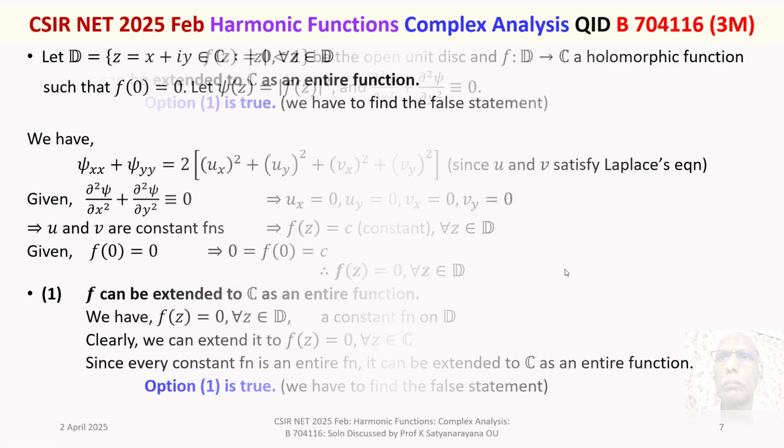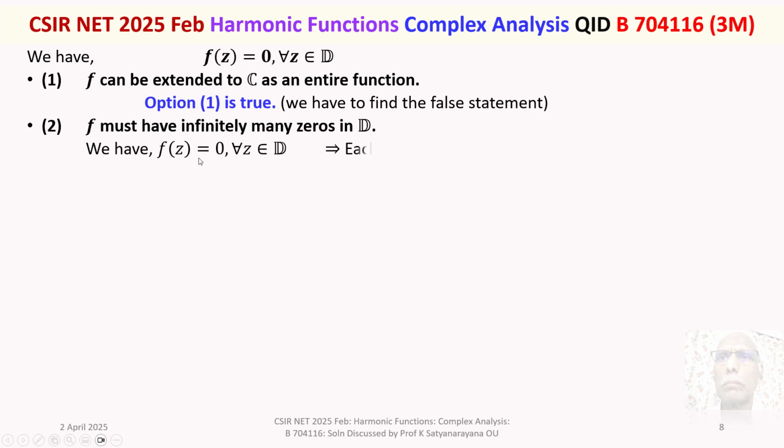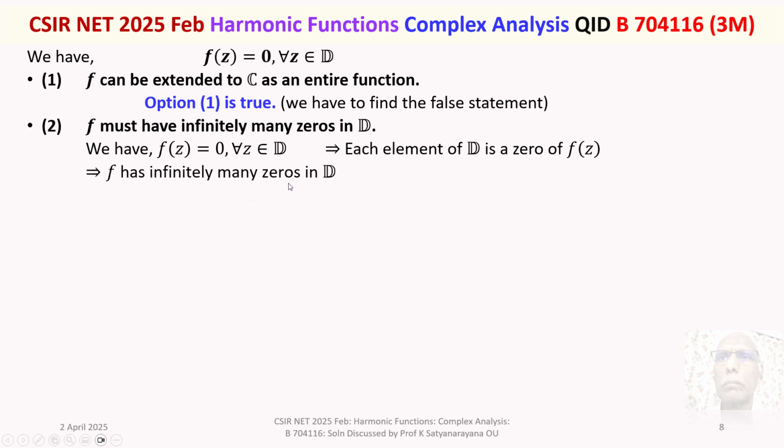We continue in the next slide. Right. Option 2. f must have infinitely many zeros in D. Yes, this is trivially true. Why? Because f(z) = 0 for all z belongs to D means every element of D is a zero of f(z) = 0. This implies f has infinitely many zeros in D. So option 2 is also true. But we have to find out that statement which is a false statement.